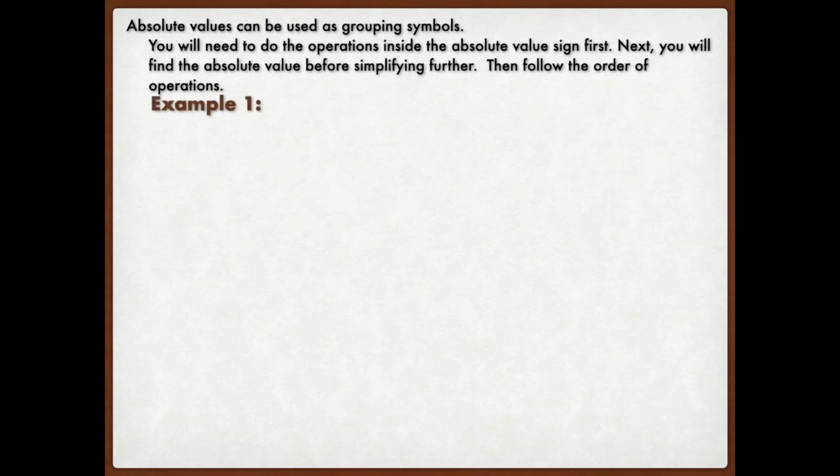Let's go ahead, let's try example number 1. And here we're going to do inside the absolute value. So that's 52 minus 8 times 5. So we have to do the multiplication first. 8 times 5 is 40. So 52 minus 40 is going to be 12.